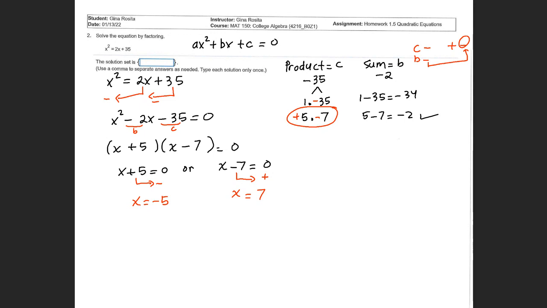Okay, now go to the next one, number 3. Use factoring to solve the quadratic equation. Check by substitution or by using a graphing utility and identifying x-intercept. Now, 2x squared plus 16x equal 0.